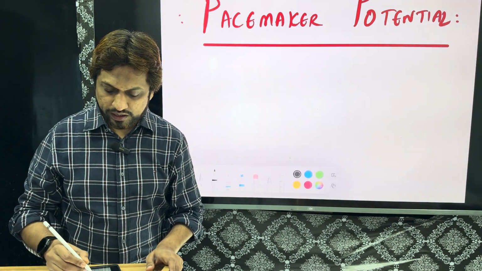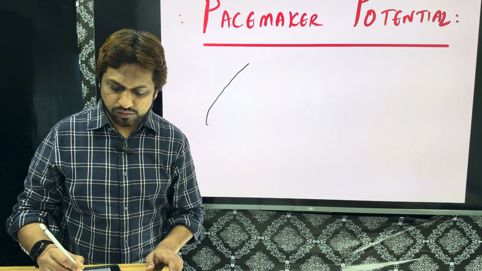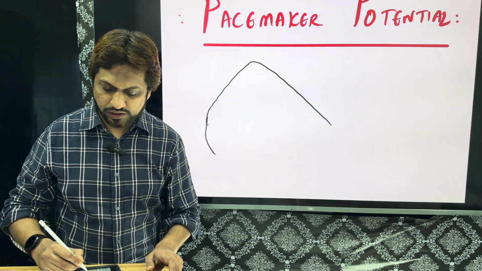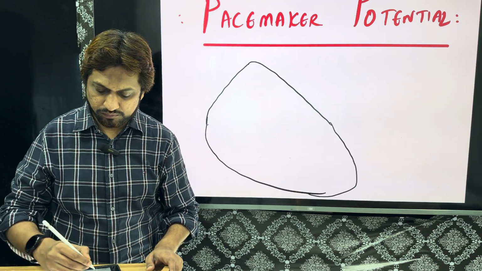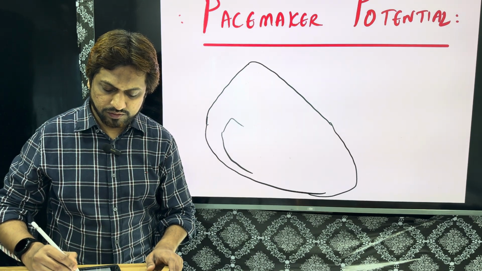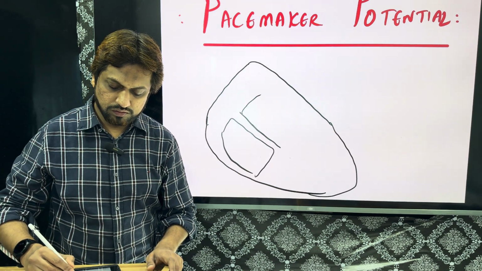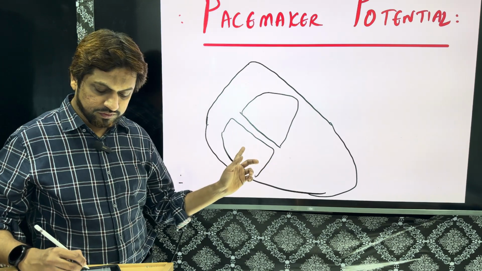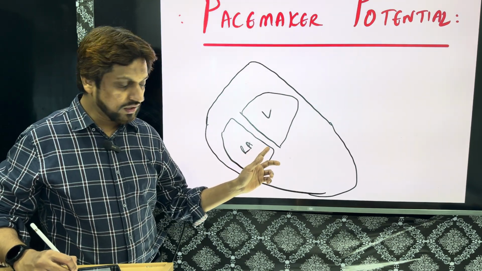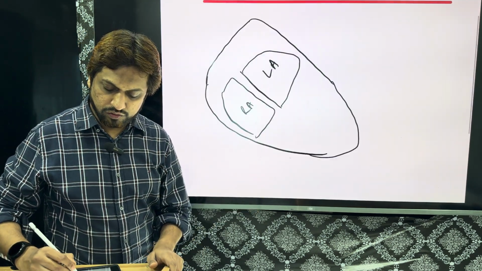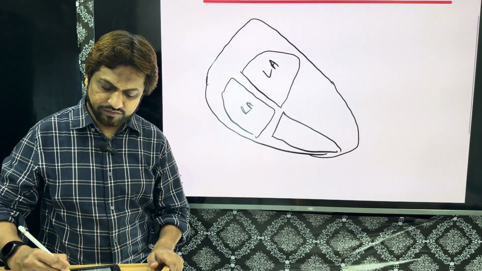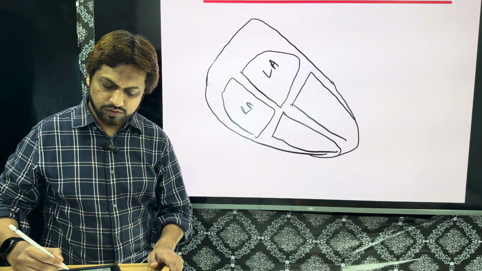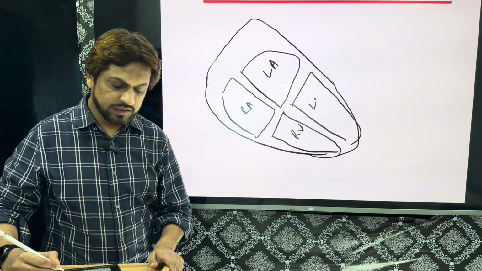So, I will draw a line diagram of the heart to differentiate between these two types of muscle, just a rough line diagram. As you know, there are 4 chambers in the heart: 2 atria, that is the right atrium and the left atrium, and 2 ventricles. This is the right ventricle and left ventricle.